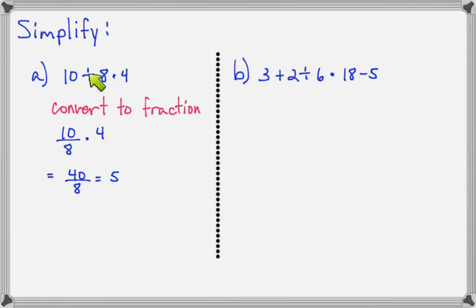So, you know, here, if you do 10 divided by 8, you get a fraction. And then that fraction times 4. It's just that this is a little easier to comprehend. So I like it better. Okay, let's look at this one. 3 plus 2 divided by 6 times 18 minus 5.